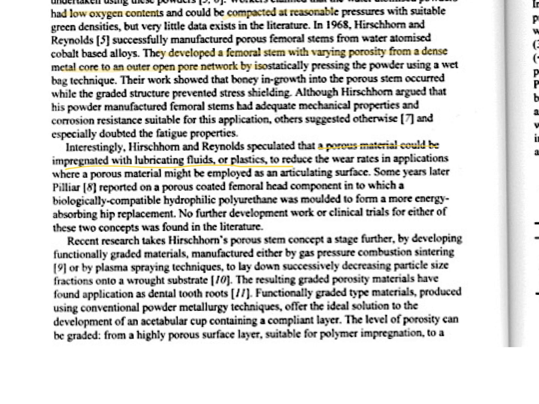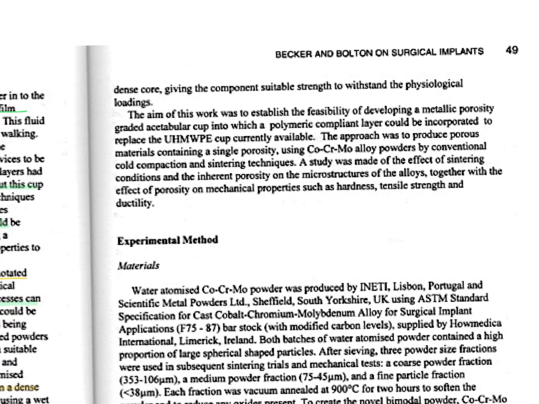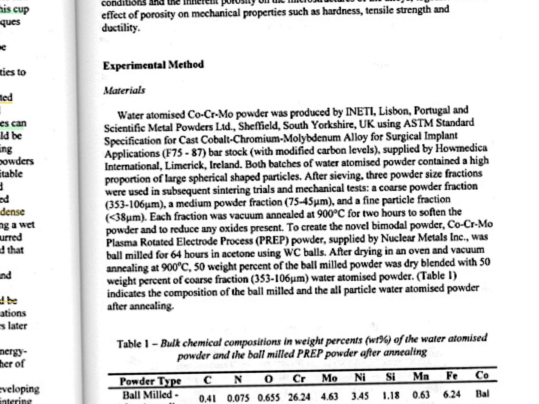So let's go ahead and skip all this and go over here. A metallic porosity-graded acetabular cup into which a polymeric component can be incorporated to replace the current cup available. Again, ultra high molecular weight, very high porosity. If they wanted to go to a lower molecular weight polyethylene, then there are issues there. But anyway, they were trying this out, and they have water atomized cobalt chrome. We should know that water atomized cobalt chrome is not as nice as the gas atomized stuff.